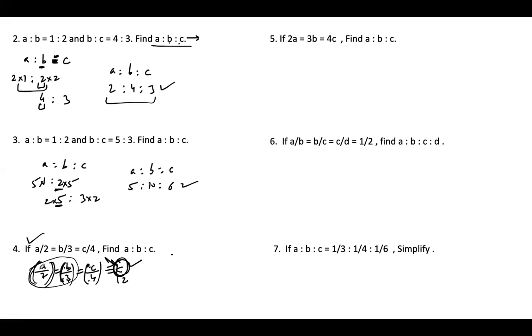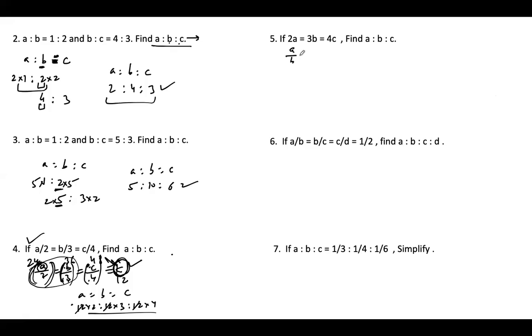If you're assuming this to be 12, what could be the value of A? A by 2 is equal to 12, so A is 24. Similarly B is 36, and C is 48. Even if you take 24, which is 12 into 2, 36 is 12 into 3, 48 is 12 into 4, you'll get the answer, right? 2:3:4.